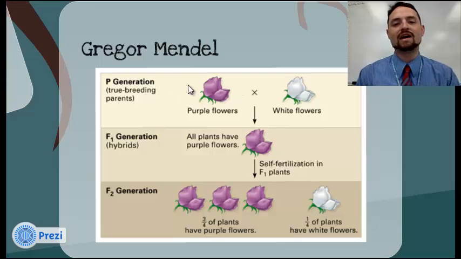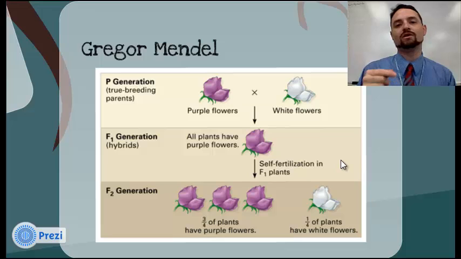That first cross, we call the parent generation. He took two what we call true breeders, because that's all they produced was purple or white, and he crossed them and produced the first filial generation, or just simply the F1 generation. In the F1 generation, all of the plants were purple. Now that kind of goes along with a blending idea, but he didn't stop there. If he had stopped there, everybody would have said, yeah, it's just blending. You take purple and white, you put them together, and you really just get a variation of purple.